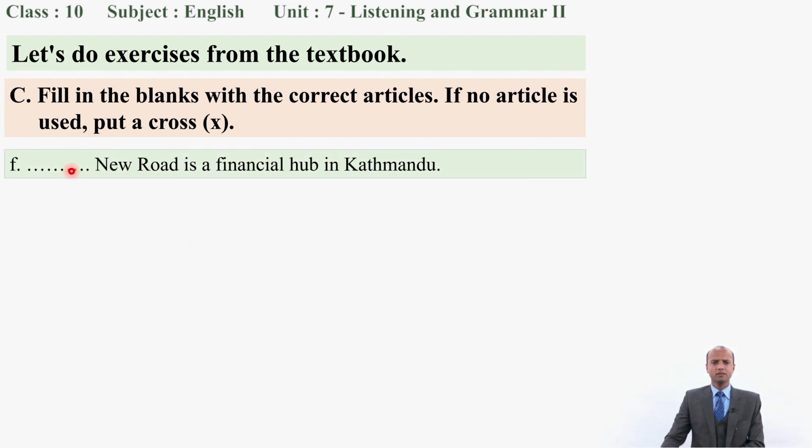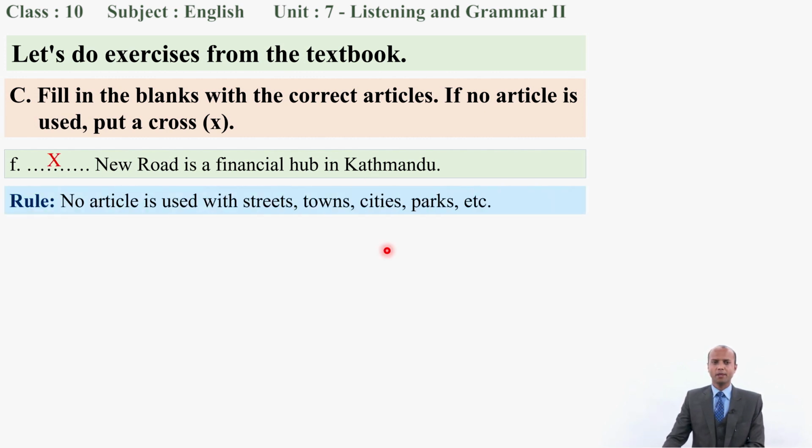F. ... New Road is a financial hub in Kathmandu. What do you think? No article. Good. No article is used with streets, towns, cities, parks, etc. I went to Ratna Park yesterday. No article. Okay.